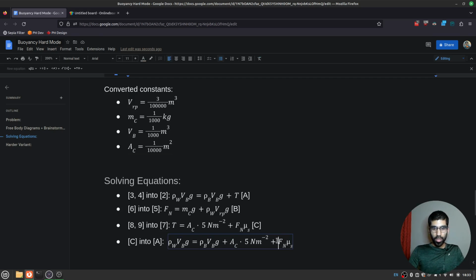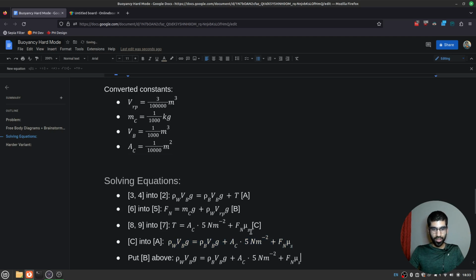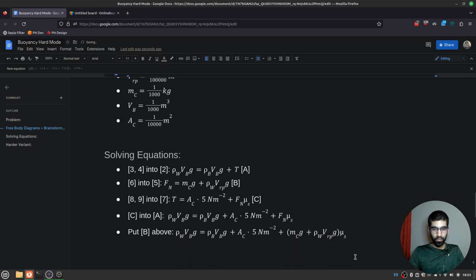Now we have another issue. We have this normal force. We only defined it in equation B. So I'm going to take B and substitute it above. Put B above. Here we are. So let me copy this over. It's getting long and messy, but that's okay because we're just doing simple things. Replace one variable with another. So I'm going to delete Fn here and instead I'm going to put in this stuff.